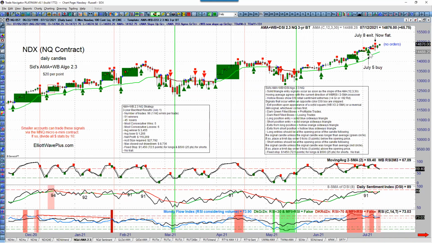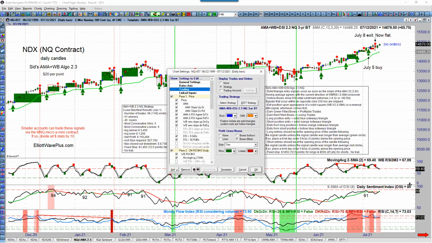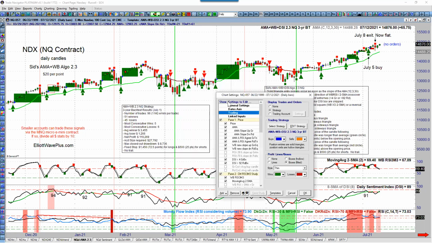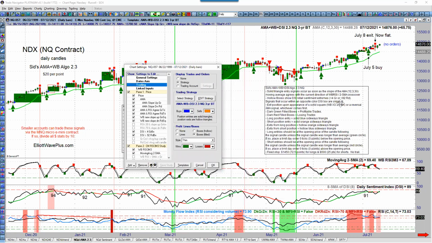Its last attempt to get long, believe it or not, on July 5, it had to exit that based on a loss of momentum on July 8 with a small loss. So let's see what the equity curve looks like on this, and you can see the DSI as it ended at an 89 today. It was at 91 back here. It's very, very rich. And the threshold on the DSI is 92.